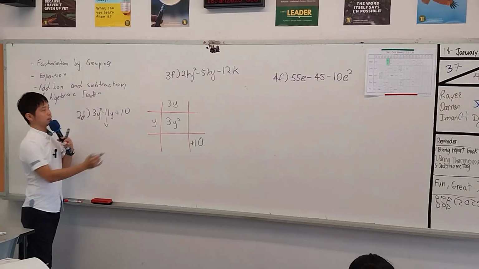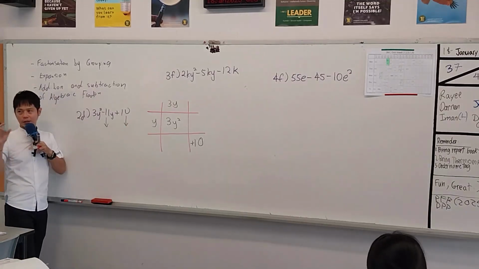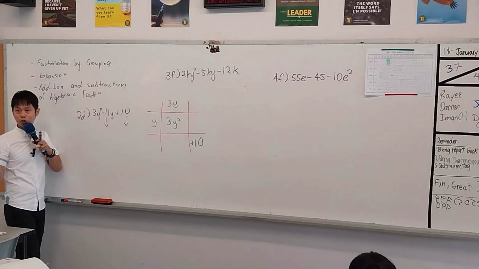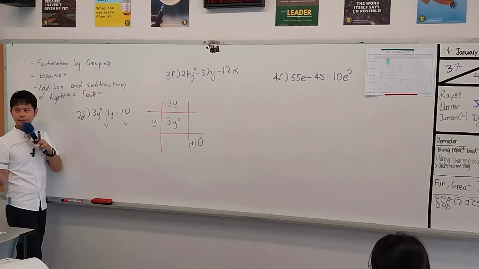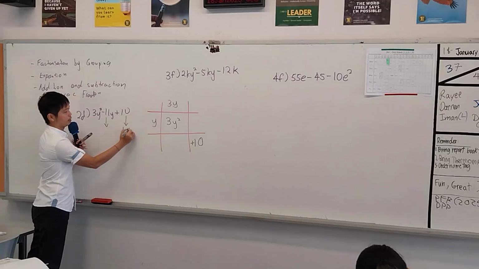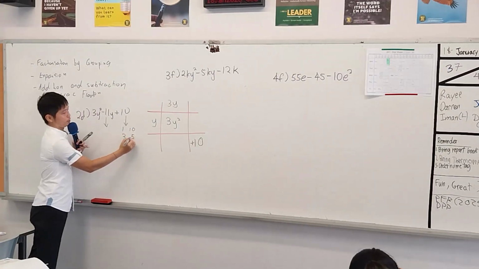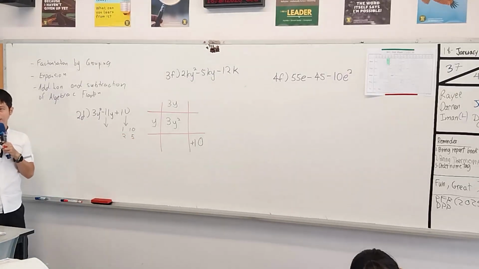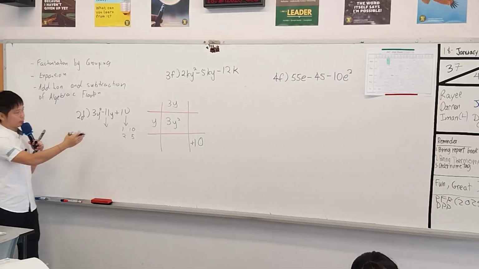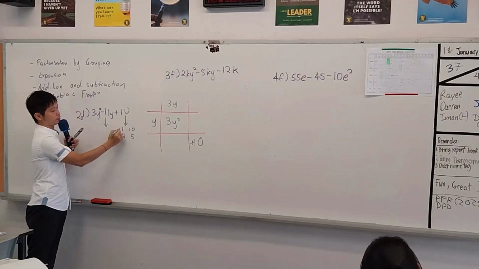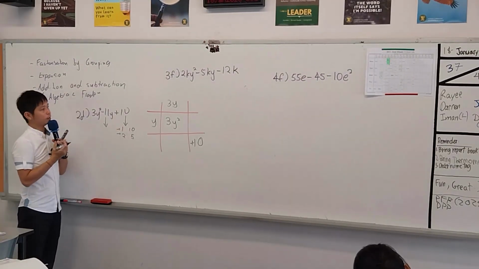Before we do that, let us list out all the possible factors of 10. Those are the numbers that we will try. So what are the factors of 10? 1 times 10, 2 times 5, 5 times 2, and 10 times 1. So these are the 4 factors. We will either use 1 and 10 or 2 and 5.